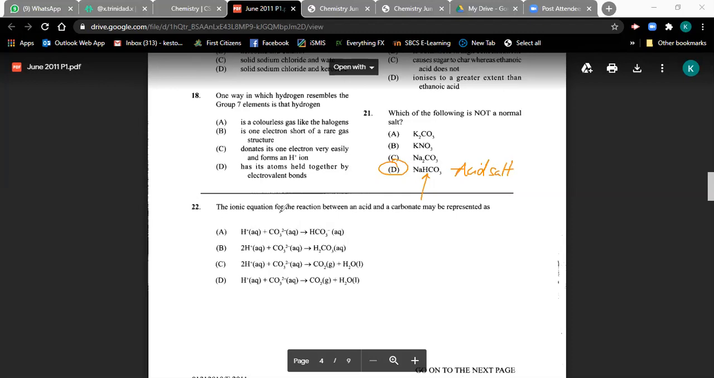22. The ionic equation for the reaction between an acid and a carbonate, well, I know I have to get carbon dioxide and water. I need 2 hydrogens in order to do this. So C is my correct answer there.